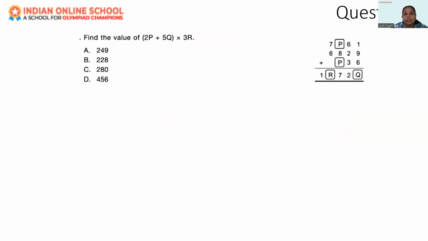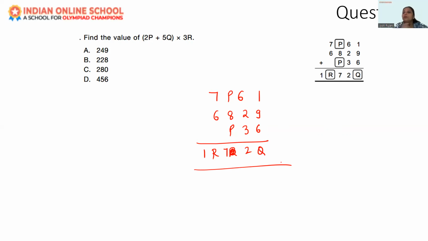Find the value of 2p plus 5q multiplied with 3r. So here I have to go for the first statement. Now I will write 7 here, then 2. Okay, how to do these questions? In this question, what do we have to do?